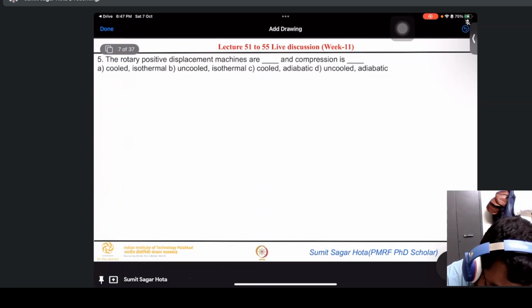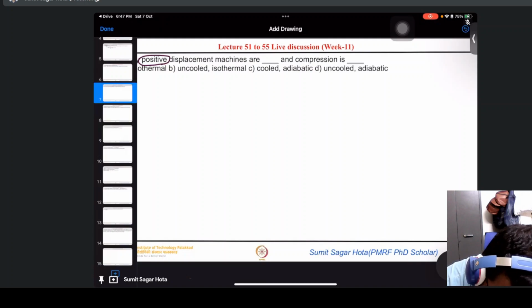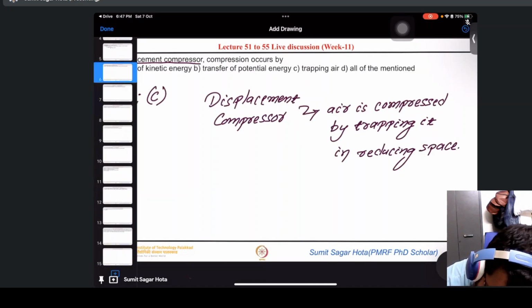That means now positive and rotary displacement both came into existence. So always remember displacement is positive. The rotary positive machines are dash and compression is dash. Remember, if it is rotary, it's positive displacement. If displacement is positive, that means some trapping is going on, air is compressed, and there is trapping in the cavity or the reducing space.